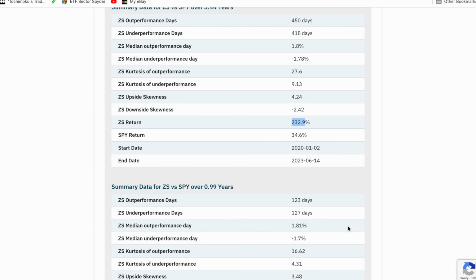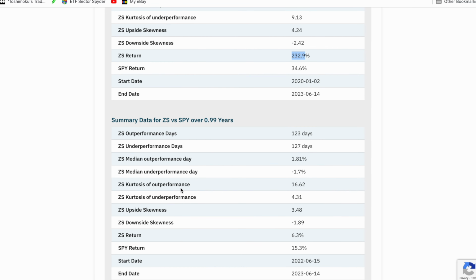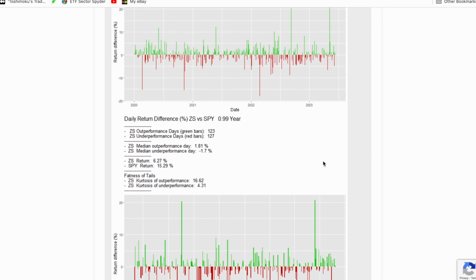But let's look over the last 123 days. How has it been? The outperformance has been much larger than the underperformance. That's great. And then the skewness has been almost 3 times the amount of the downside skewness. Let us go into our option backtester and see if we can find a good strategy for this stock. But before we go, I just want to show you another thing.